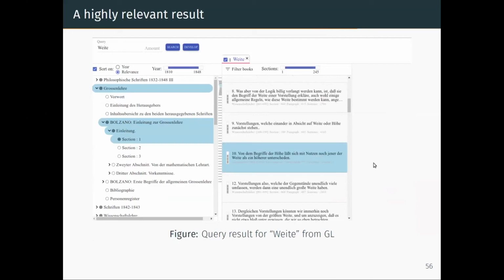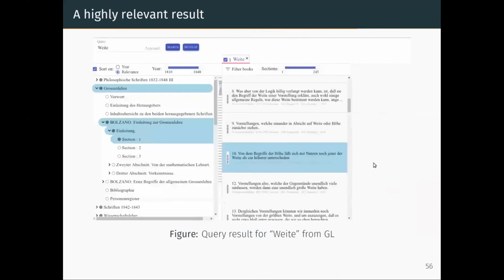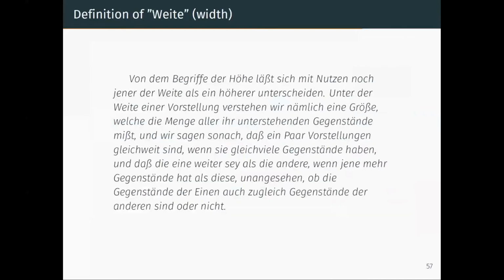And then we find, already the 10th result in the list, a very interesting result. And we go back. Oh no, you can't see it, but there are some buttons here from which you can go from the sentence, from the search result, directly to the original text. So that's what we do. And there we immediately obtain the definition of Weite, of width.